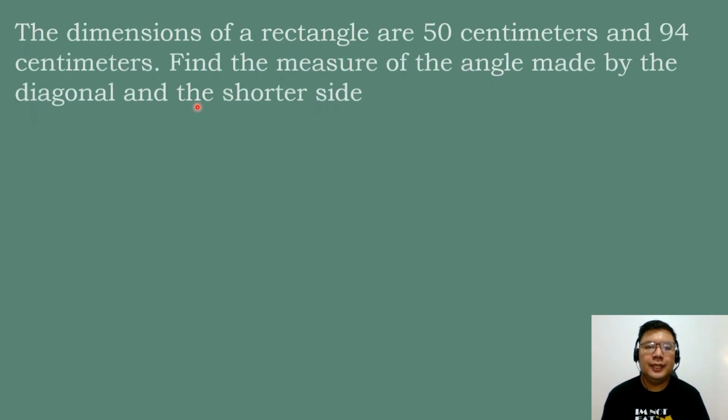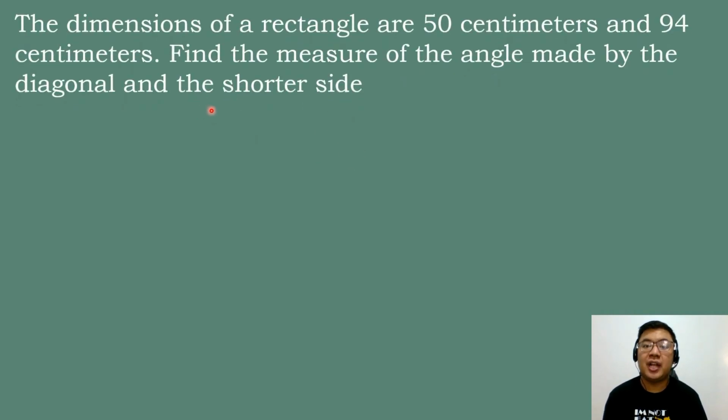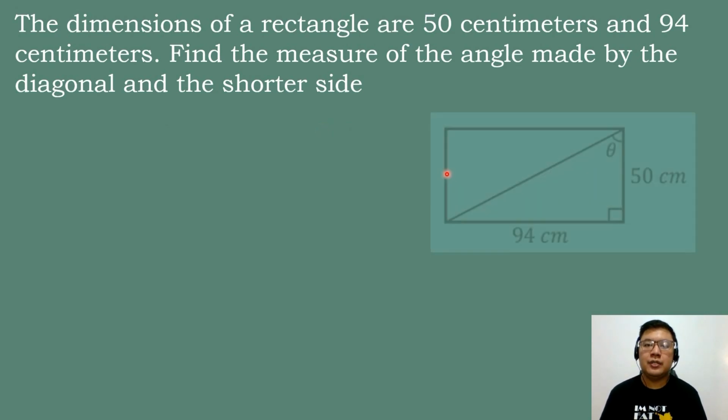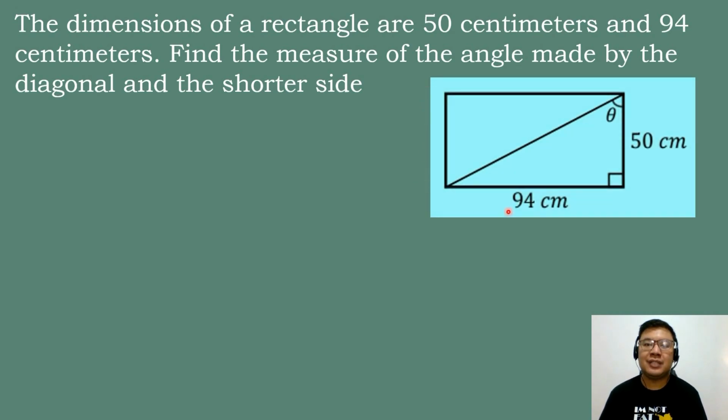Let's have our first example. The dimensions of a rectangle are 50 centimeters and 94 centimeters. We will find the measure of the angle made by the diagonal and the shorter side. So our first step here is we need to draw the picture. So this will be our illustration.